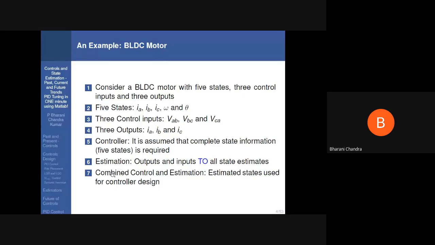And then what I'm going to use is combined control and estimation. In the combined control and estimation, instead of the actual states, I will feed back the estimated states. I assume that my estimator is very good, that means the estimation error goes to 0. The estimator has been designed in such a way that my actual states and the estimated states are very close.